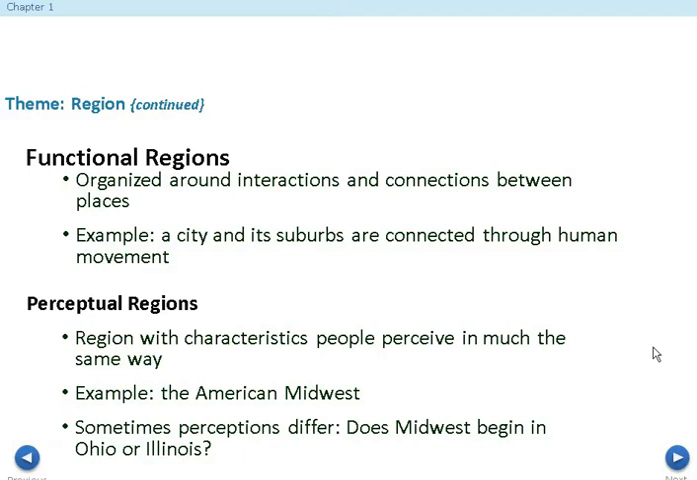But what we say is that they are perceived in the same way. We know what the American Midwest is, it's just hard for us to actually put it on a map.